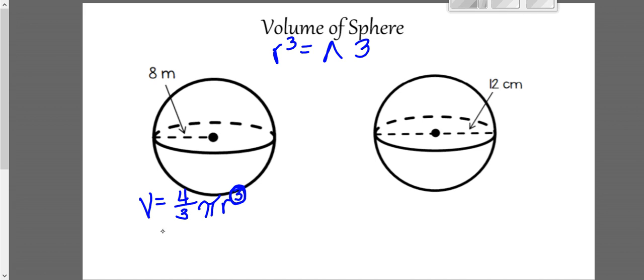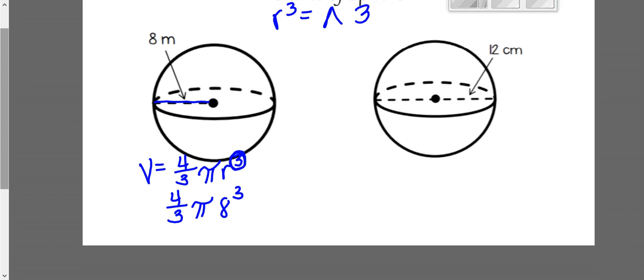Okay, so in my calculator, looking at this sphere, my radius you can see is 8. So I'm going to type in 4/3 pi 8 cubed. You should get approximately 2,144.7 meters cubed.